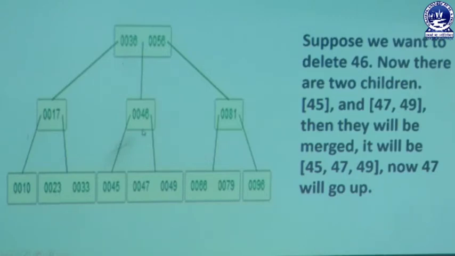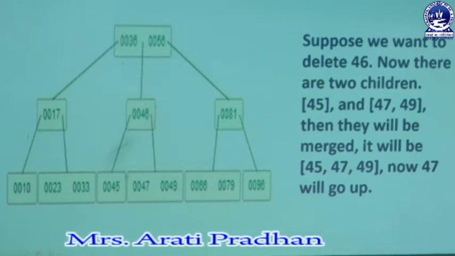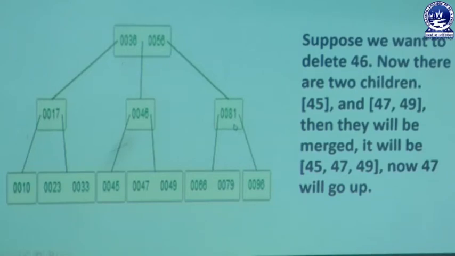Then the middle one, in which 48 is the parent, the left child contains 45 and the right child contains 47 and 49. Then at the right node, which contains 81, the left child contains 66 and 79 and the right contains 88 and 98. This is the structure of the B tree.